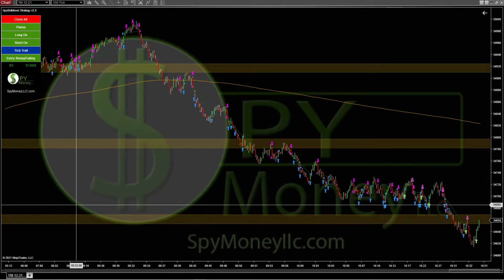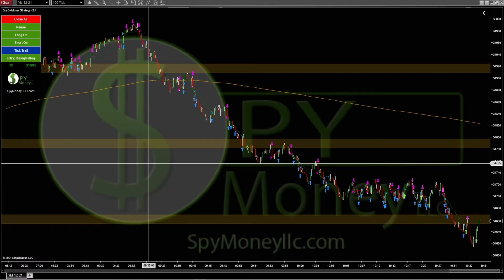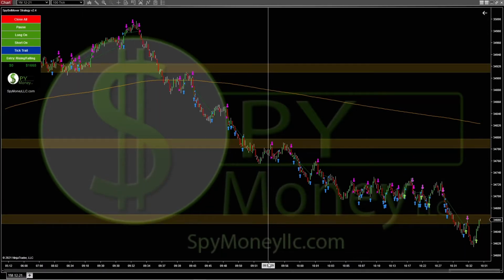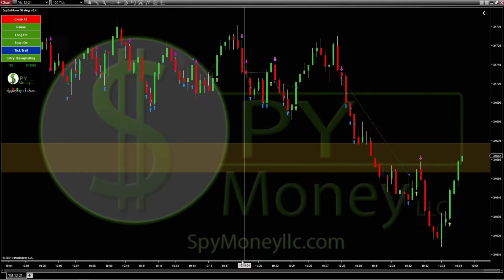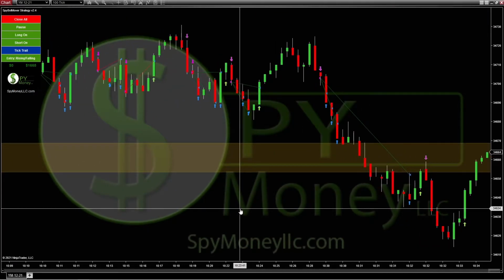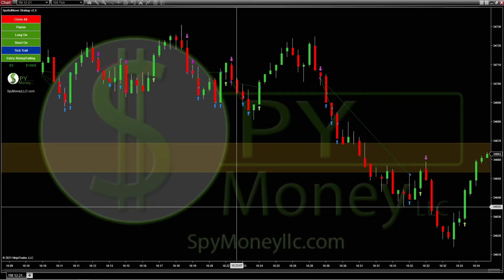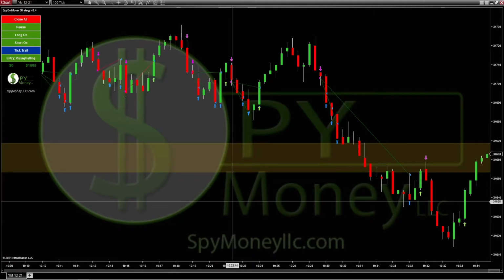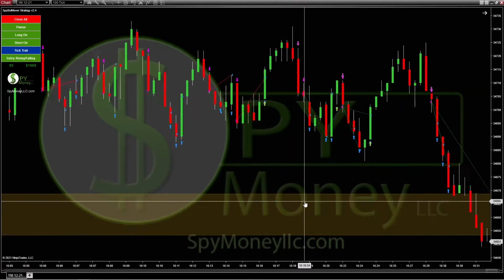I'm going to talk to you today about SpyBot Mover, how it works, and so forth. The SpyBot Mover works off of a trend, and it will take longs at certain times and shorts at certain times based on the trend for the day. And it does pretty good. If you're in a lot of chop, it doesn't do the best.